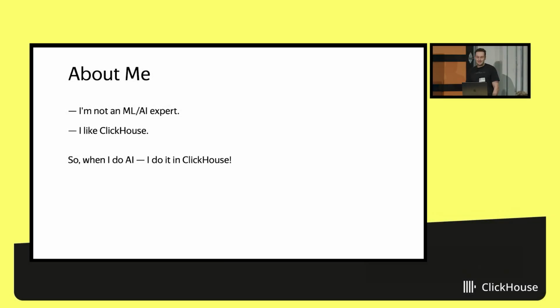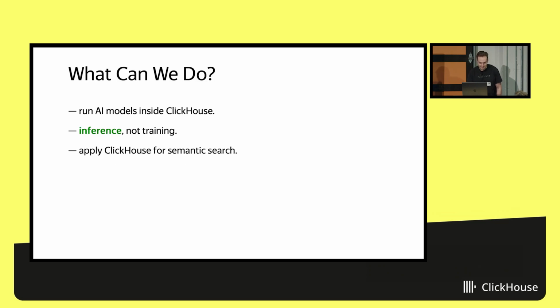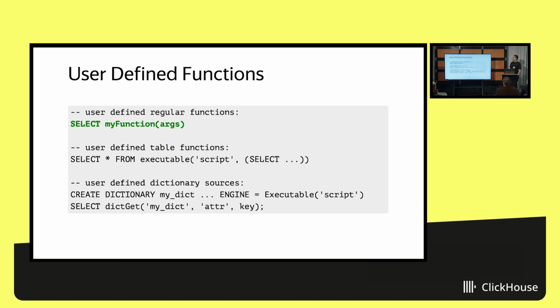When I do AI, I do it in ClickHouse. So let's do some experiments. What can we do? Don't worry, I will not create new AI models. I will not train AI models inside ClickHouse. I will do inference, and I will apply ClickHouse for semantic search. And let me introduce the way we can do it.